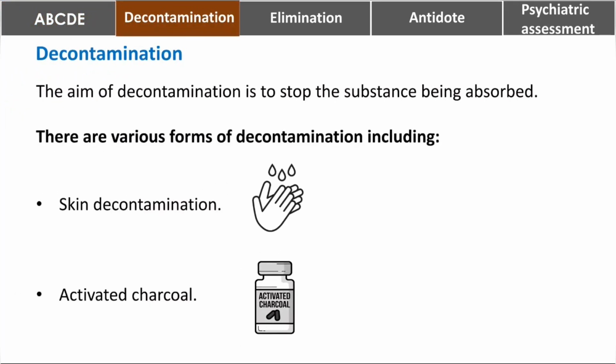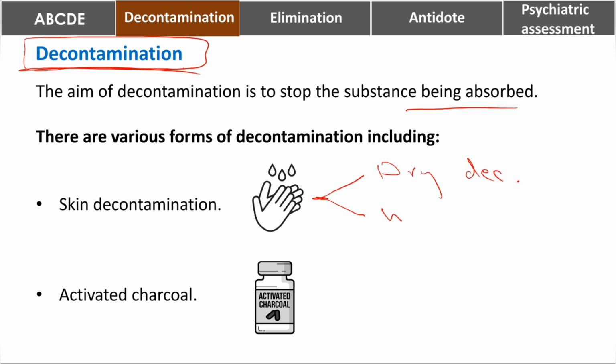So this was the ABCD. The second step is decontamination. The aim of decontamination is to stop the substance from being absorbed. There are various forms of decontamination, including skin decontamination. For example, if a patient is exposed to organophosphorus poisoning or any acid or alkaline, you may use dry decontamination or wet decontamination. Dry decontamination is usually used for patients who have some sort of powder on their body.